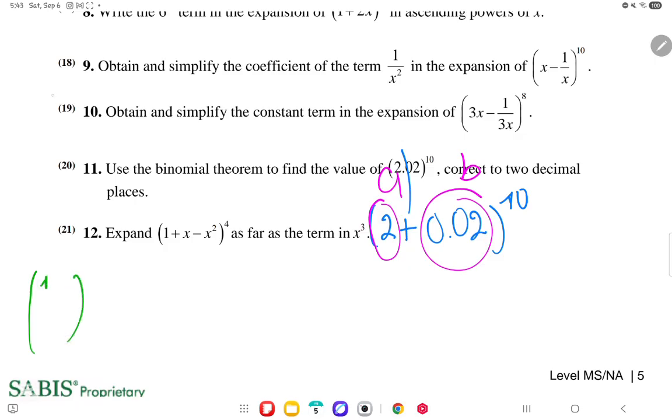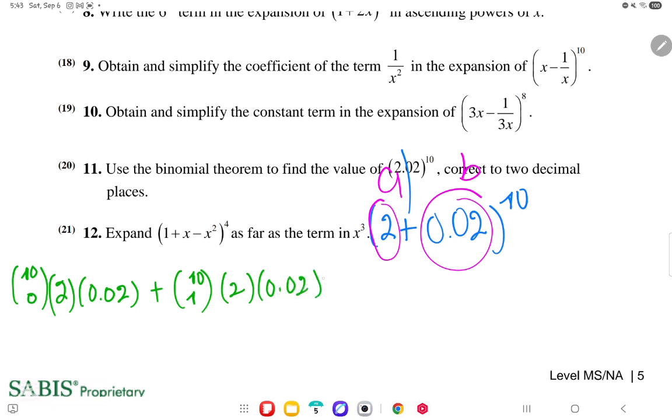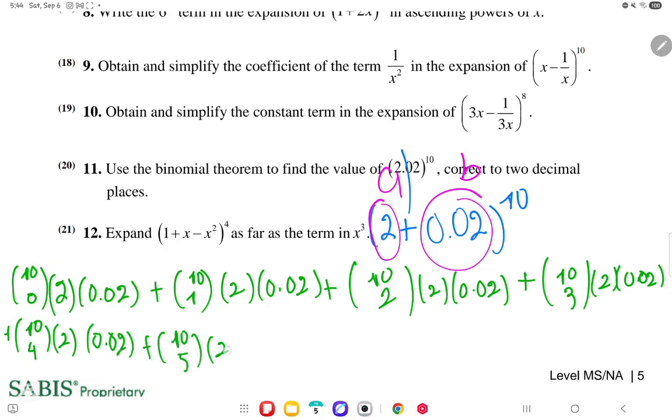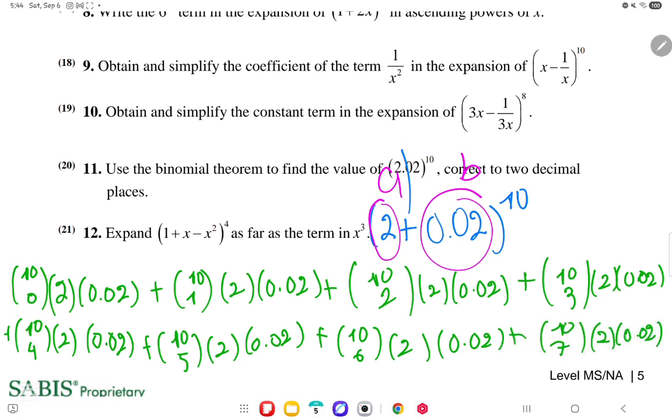So let me make it small so that it fits. We have combination 10, 0. Then you write our A times our B plus 10, 1 A, B plus 10, 2 A, B plus 10, 3 A, B plus 10, 4 A, B plus 10, 5 A, B plus 10, 6 A, B plus 10, 7 A, B plus 10, 8 A, B plus 10, 9 A, B plus 10, 10 A, B.